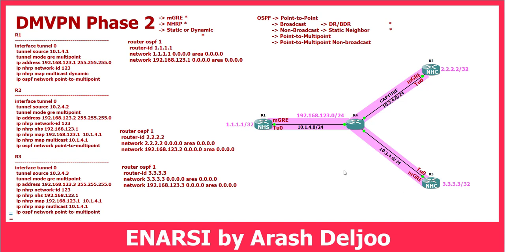Then point to multipoint. Don't use this for DMVPN phase 2 since the next hop address is changed by the hub. You won't have direct spoke to spoke communication. And point to multipoint non-broadcast, same story as point to multipoint, but you also have to configure static neighbors. Because of that, the best network type in DMVPN phase 2 for OSPF is broadcast.